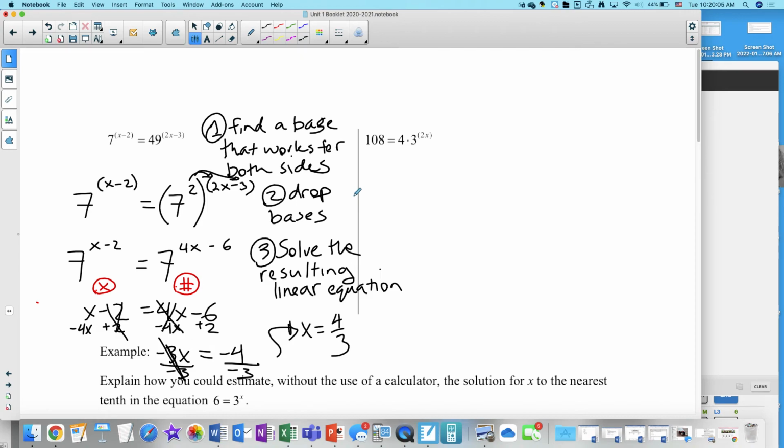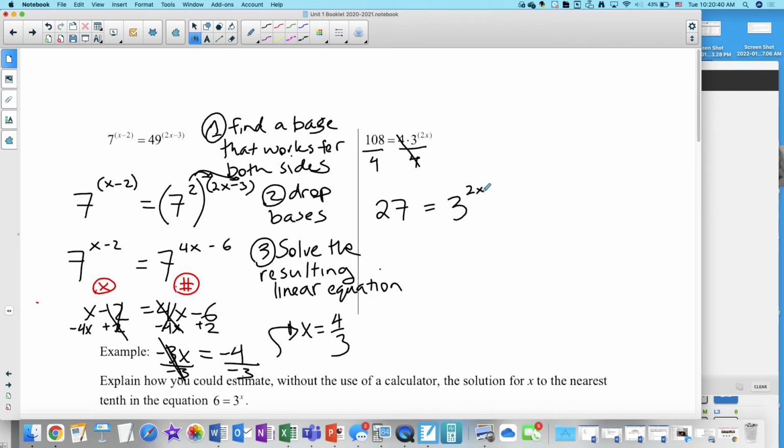Okay, now at this stage, hopefully we can see what we have to do here. What would your next step be? Right, change 27 to 3 cubed, change a base. Right, so we're going to get 3 cubed equals 3 to the 2x. Okay, and now what can we do? Drop the bases. 3 equals 2x. And we are going to then divide by 2. Okay, so x equals 3 over 2, or 1.5.